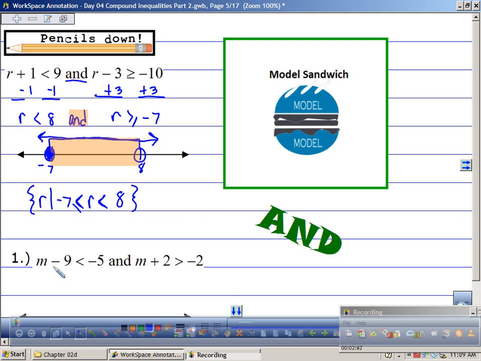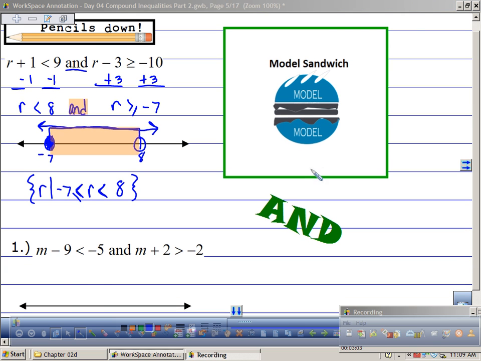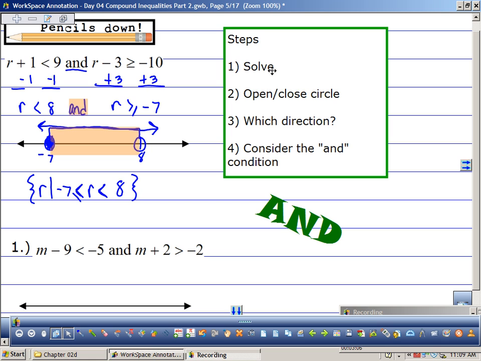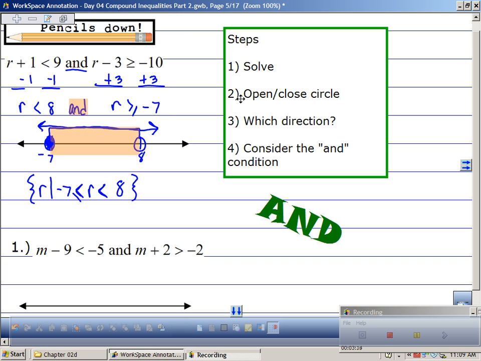All right. I want you to go ahead and try. Well, let's look at our steps real quick. I solve. That should be a no-brainer, you guys. We've been doing these for a while now, right? Now I've just got 2 different ones to solve at the same time. I need to decide if it's an open or closed circle. This one's closed, this one's open. Which direction to go in. And my final thing that I need to consider is the and condition. I need to consider when both things are occurring.